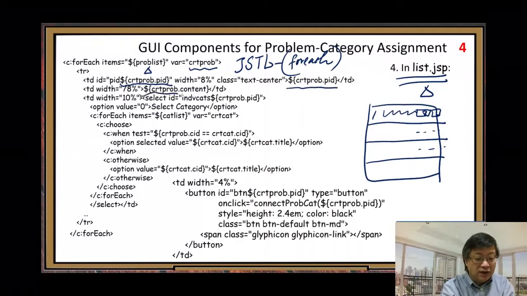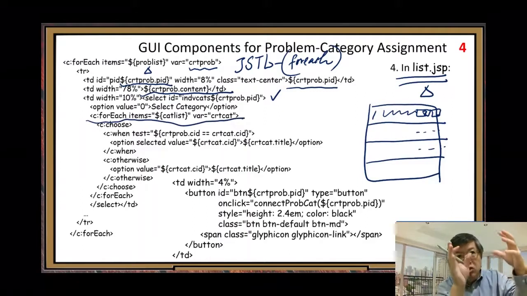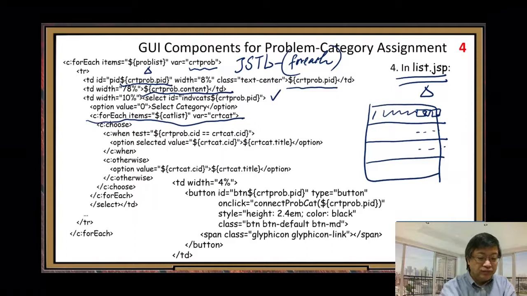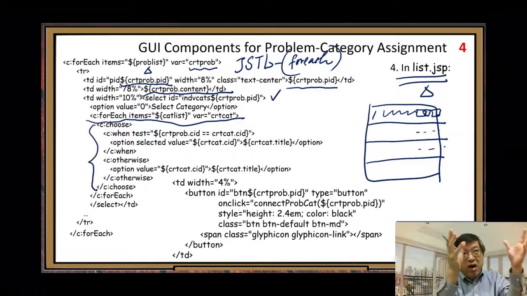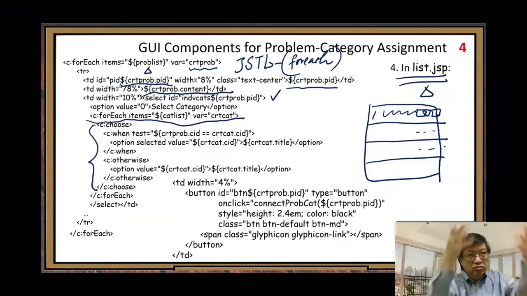Then you display the content. The content is also pretty straightforward. Then I need a drop-down list for the category. I use the select element, drop-down list category. Inside it, I use another for each loop. So you can see nested for each loops. So the category information. Then I use c:choose, a multi-condition JSTL tag.